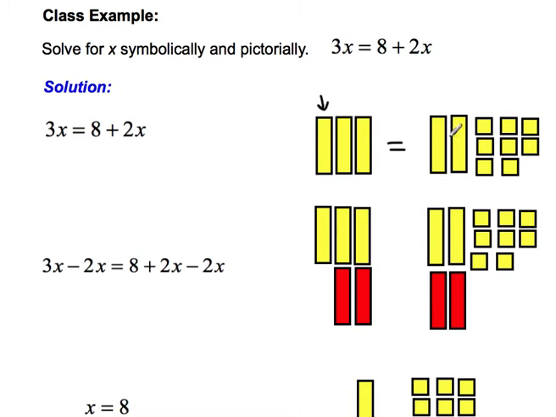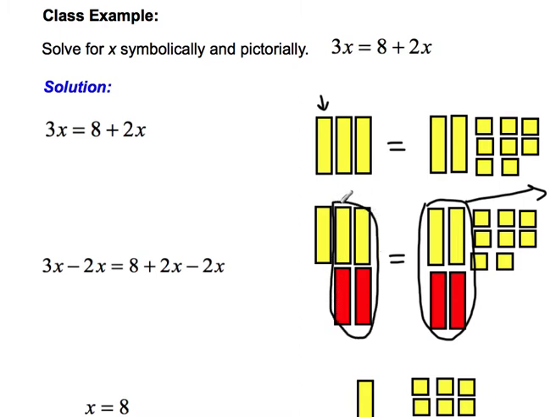So what I'm going to do is I'm going to bring these two over to the side. So I'm going to collect all my like terms, but since they're on opposite sides, I have to actually zero out. So here, since I have 2 yellows, in order to zero out, I need 2 reds. Whatever I do to one side, whatever I add to one side, I have to add to the other side. So here, since I had to add 2 reds, I actually zero this out.